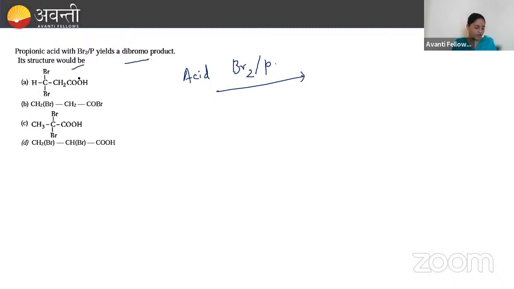Its structure would be? So what will be the structure of that given compound? Since Br2 and phosphorus react with propionic acid, draw the propionic acid CH3CH2COOH. When it reacts with this compound, what will happen? Here one bromine will go, right? And another bromine will go here since it is forming a dibromo compound, right? So these hydrogens will go and there will be formation of bromine and bromine.